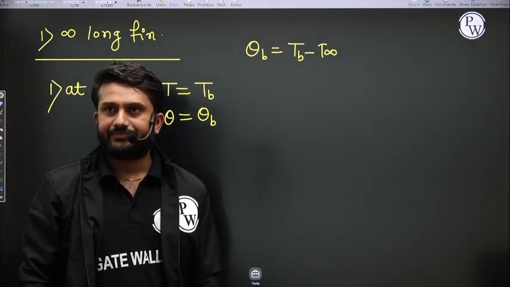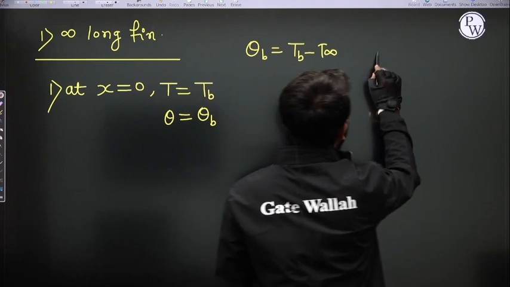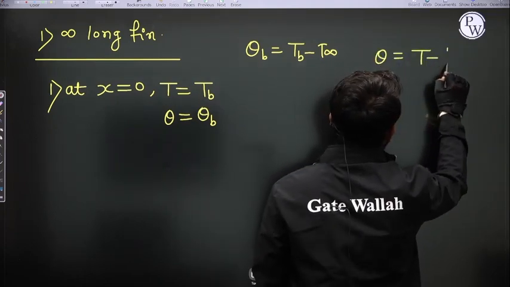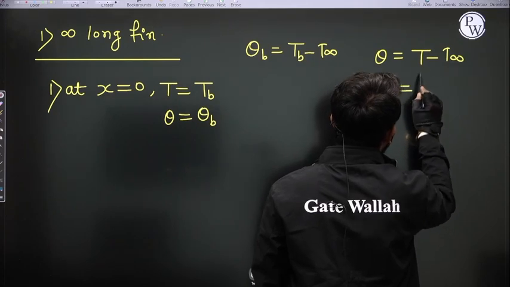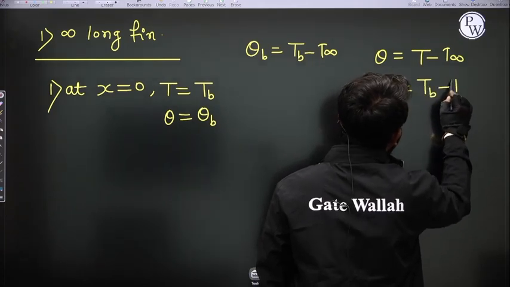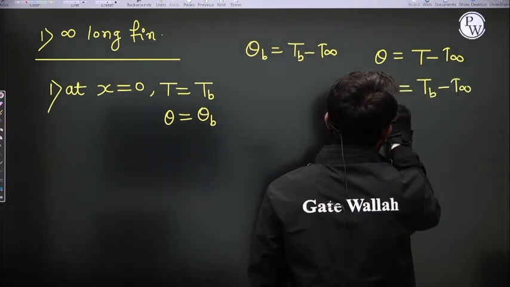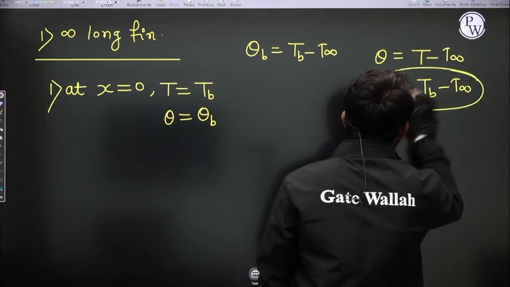Is it clear? Theta is T minus T infinity. So at x equal to 0, T is T_b, so this is T_b minus T infinity. I am saying this T_b minus T infinity is equal to theta_b.